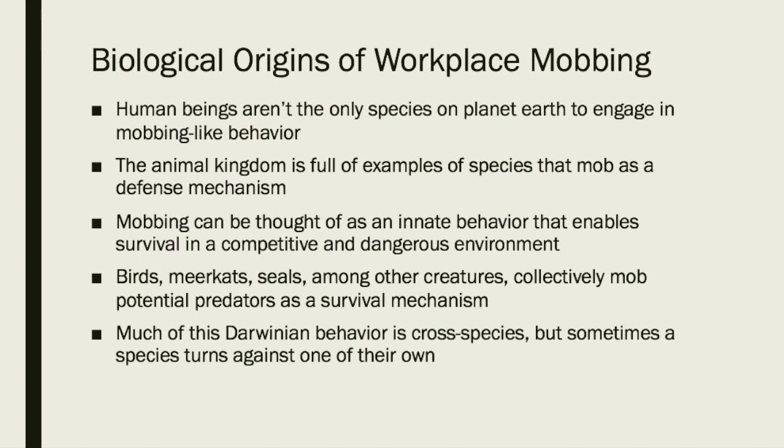Evolutionary theorists argue that this is a natural response to a threat to survival. In a kill or be killed situation, the group turns on the individual and simply does not stop until the perceived threat is dead. Sadly, human beings are similar, except instead of killing the target, we often psychologically destroy the target instead.